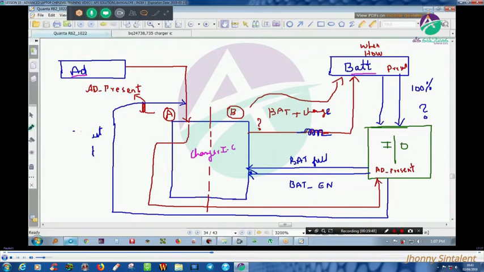So this whole architecture, whole game, how does it work? Okay, let us work. Sorry, adapter cutoff.